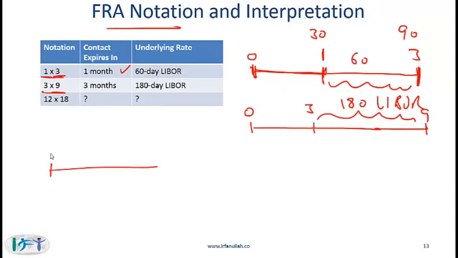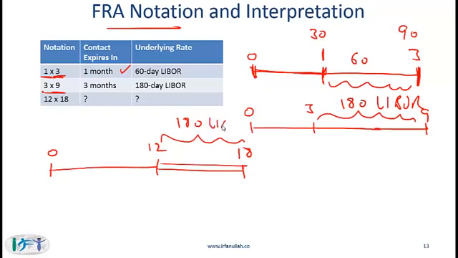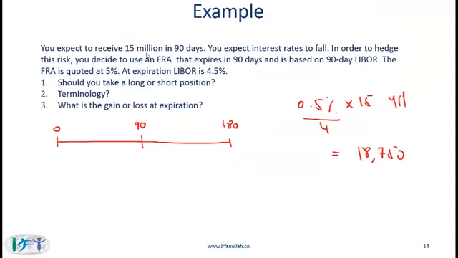Here is what you should do. This is time 0. The contract expires in 12 months and the underlying should be a 180-day LIBOR because this is 18. So this period then becomes 180 days and the rate here then would be 180-day LIBOR. Now let's work on this example.